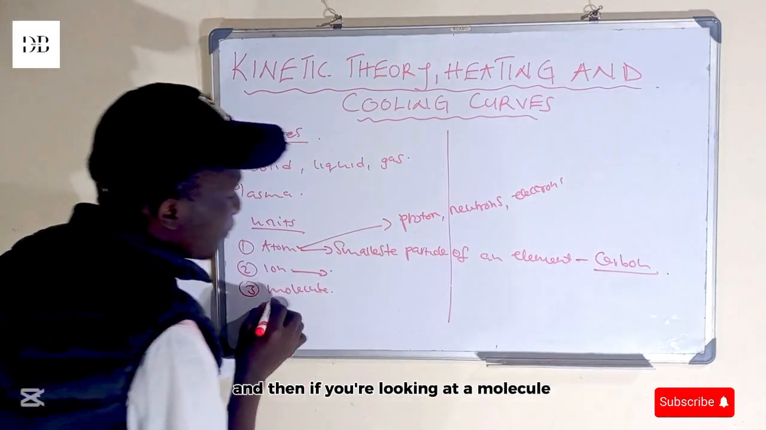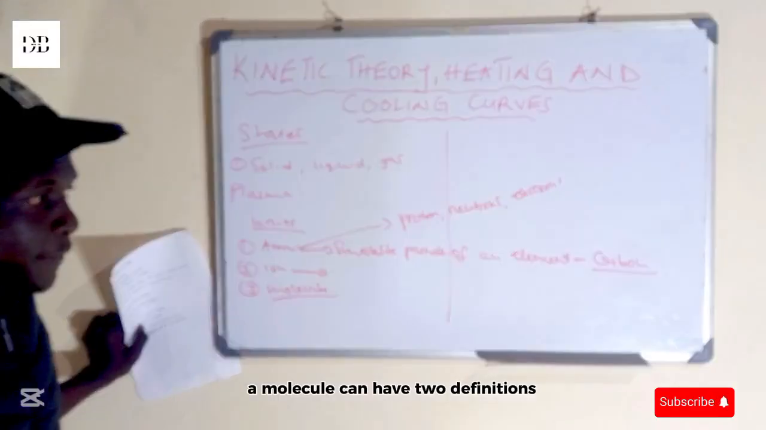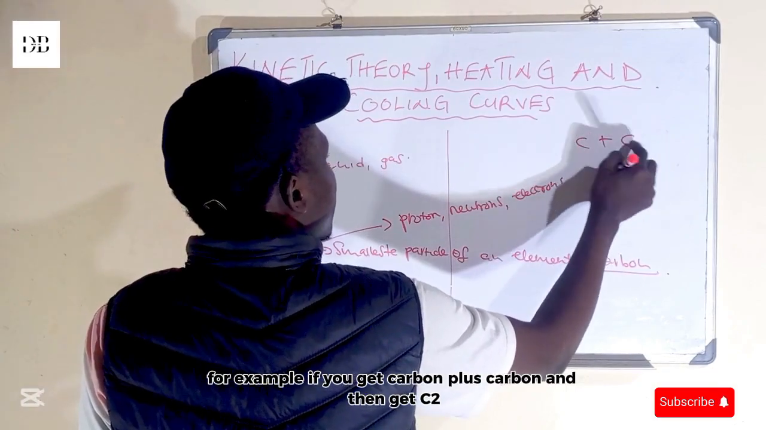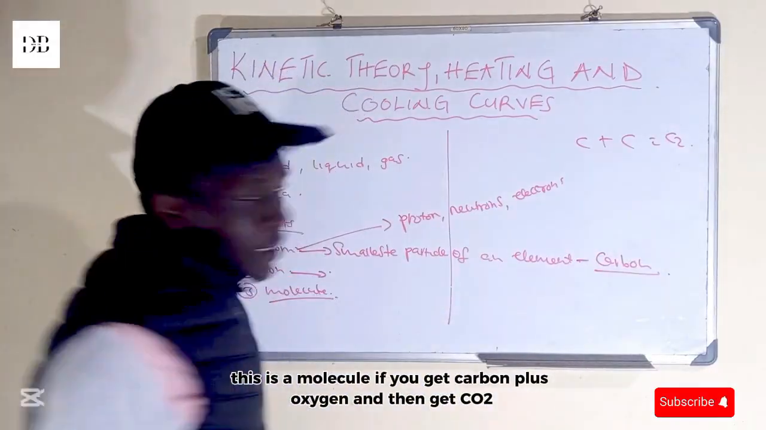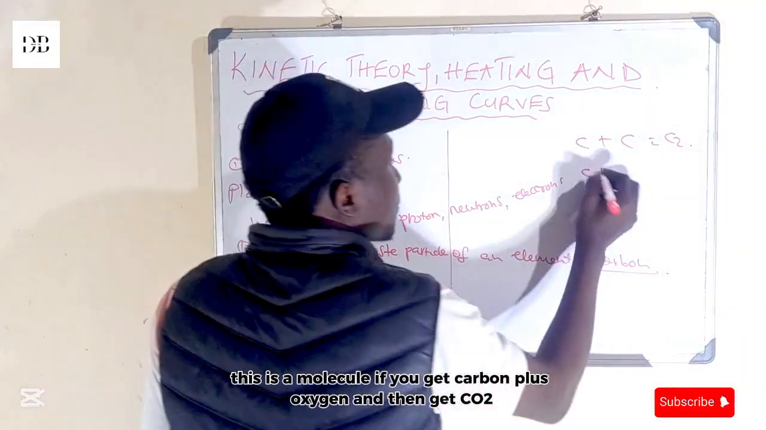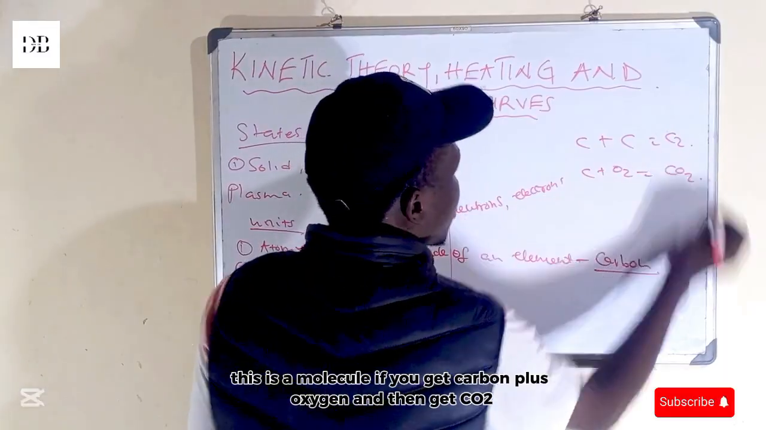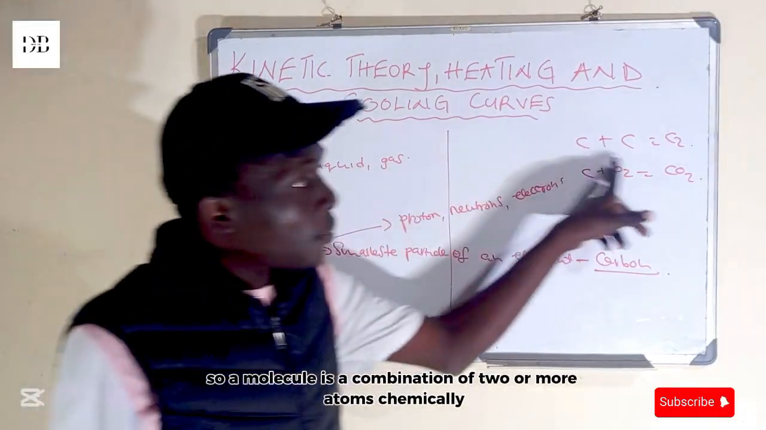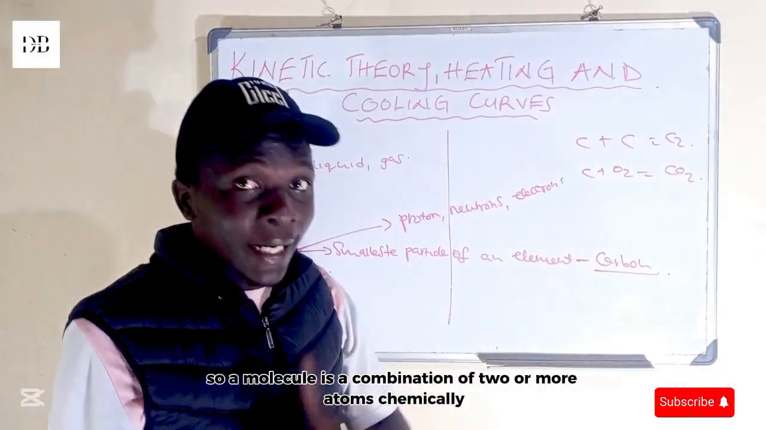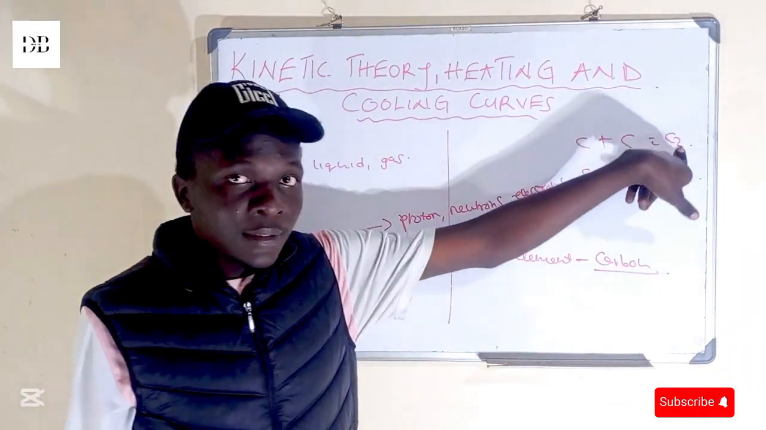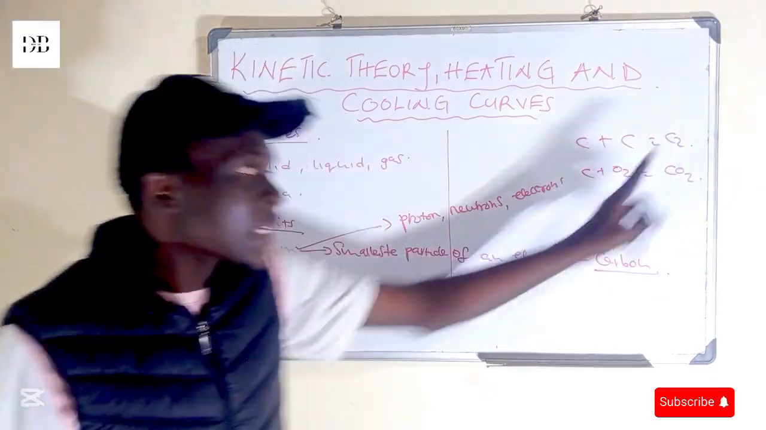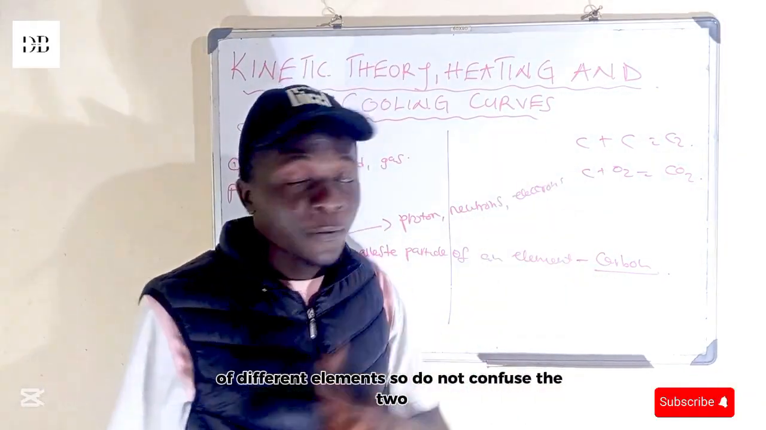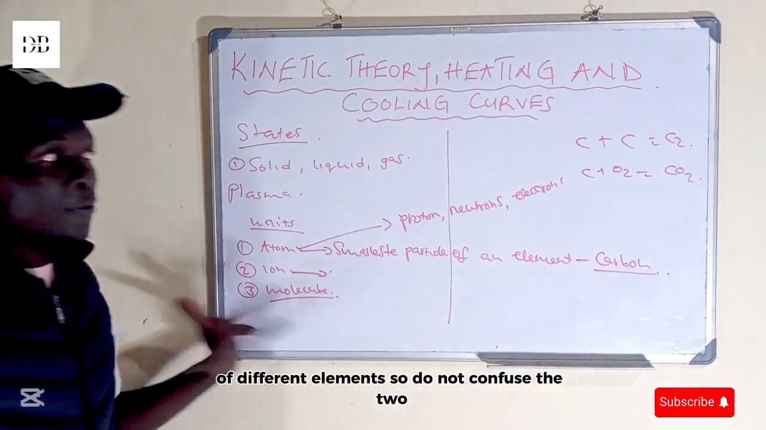And then a molecule can have two definitions. For example, if you get carbon plus carbon and then get C2, this is a molecule. If you get carbon plus oxygen and then get CO2, this is also a molecule. So a molecule is a combination of two or more atoms chemically combined of the same element. It can also be defined as the combination of two or more atoms of different elements. So do not confuse the two.